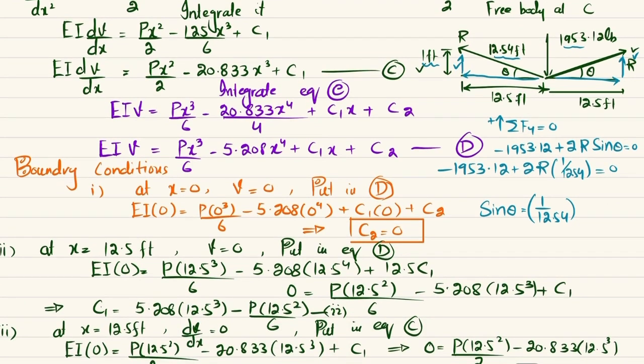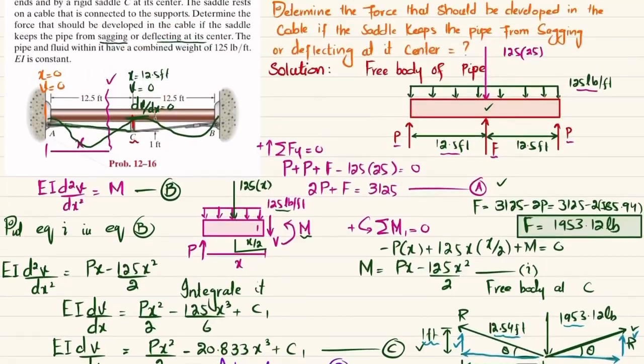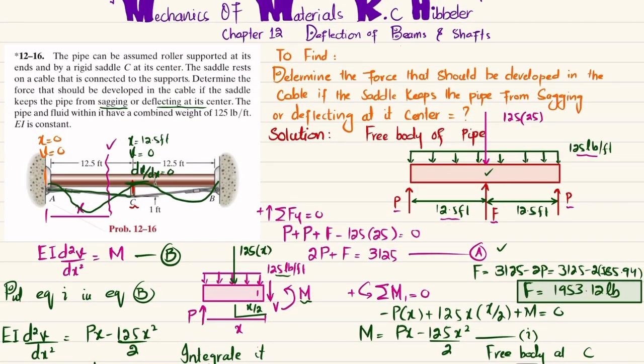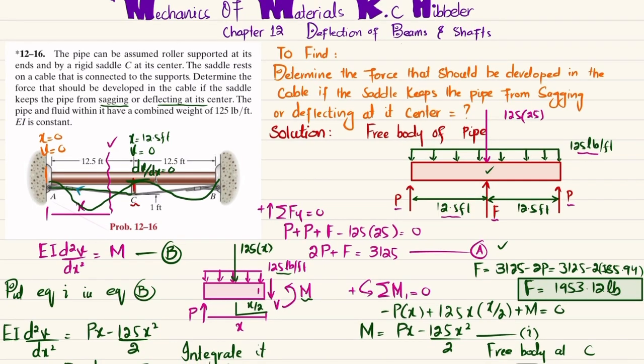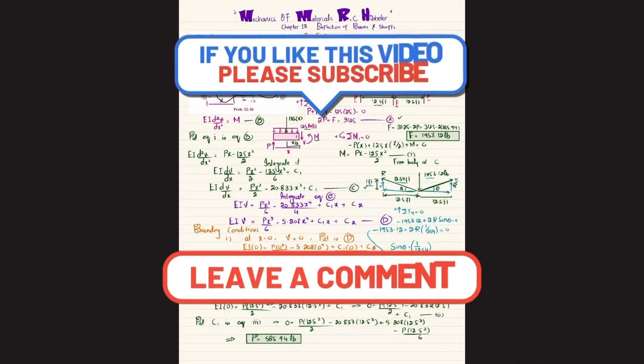So from here, when you solve this, you will get the force in the cable comes out to be 12246 pounds, or you can say 12.246 kips, which is the answer of this question. So 12.246 kips is the answer, and this is the force that develops in the cable, which causes no sagging in this pipe. And that was all about this problem 12-16.